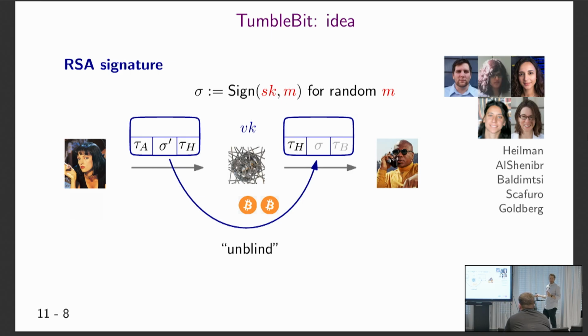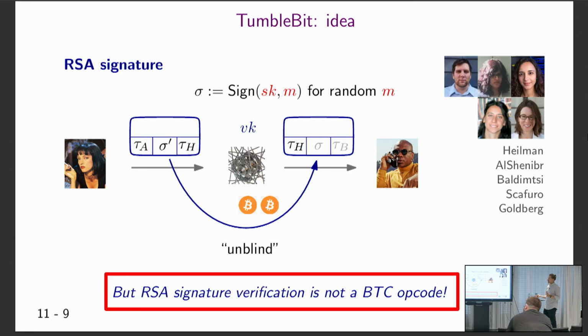Okay, what's the problem? That RSA signature verification is not an opcode that Bitcoin supports, right? You can't make a Bitcoin transaction and say only if you give me an RSA signature on a certain message that verifies under some key, this transaction will go through. So they kind of have to work around it.